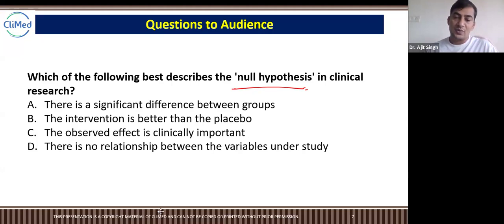Anyone? The option says there is no relationship between the variables, that is written already. The null hypothesis is the hypothesis that we want to prove by doing our project. And if you want to prove that there is a relationship, then what is that called? In an ideal research scenario, null hypothesis should always be rejected. Why?